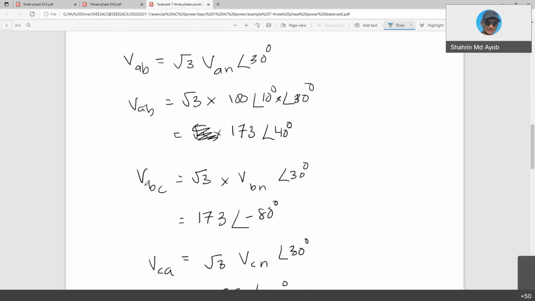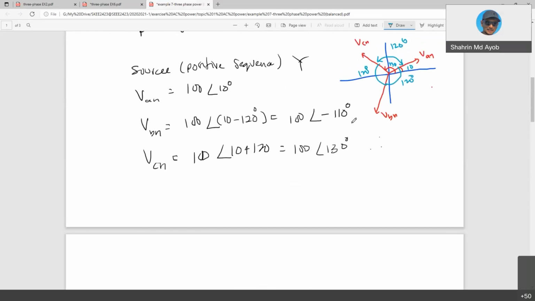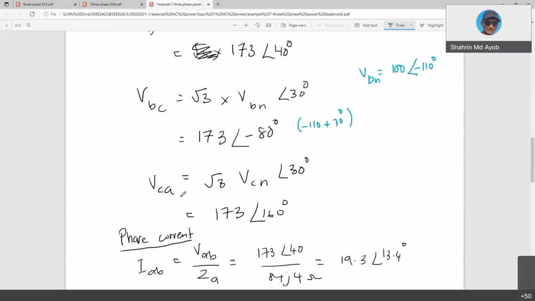Also for VBC, square root 3 multiplied by 100, and the angle from VBN, negative 110, plus 30 degrees, so you have negative 80 degrees. This comes from negative 110 plus 30 degrees, because your VBN is 100 with an angle of negative 110. And also for the VCA.